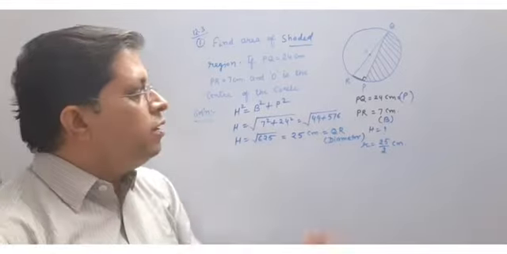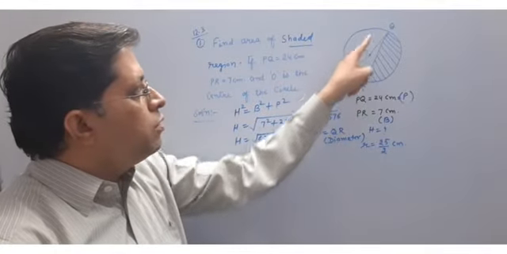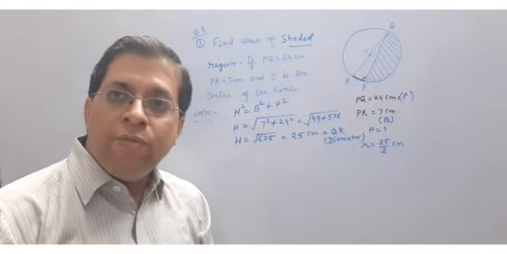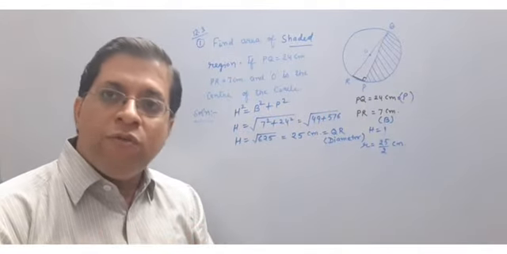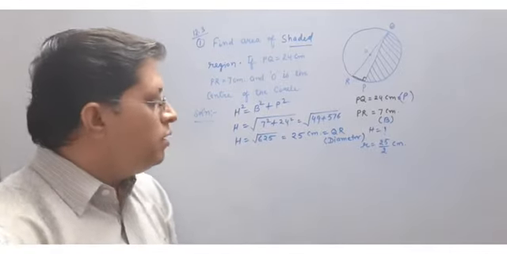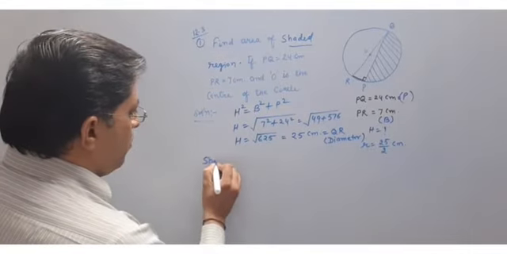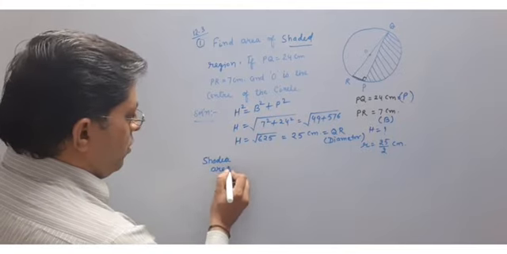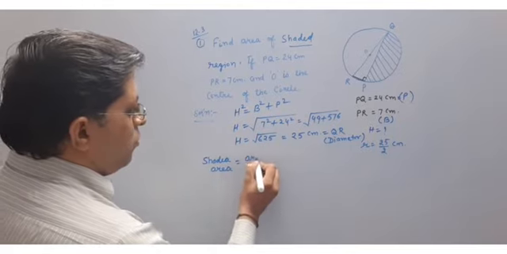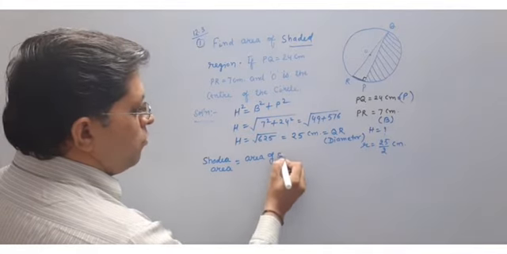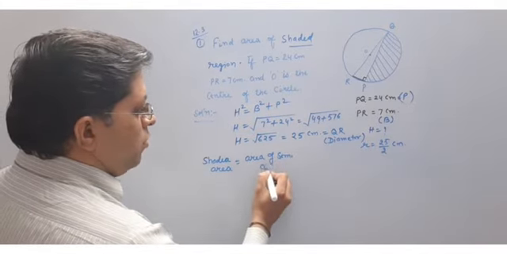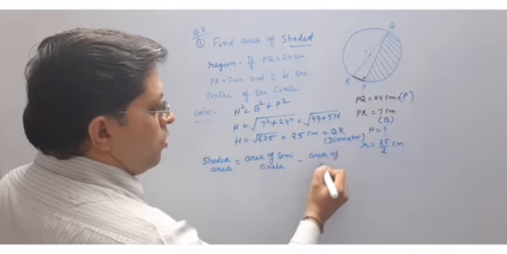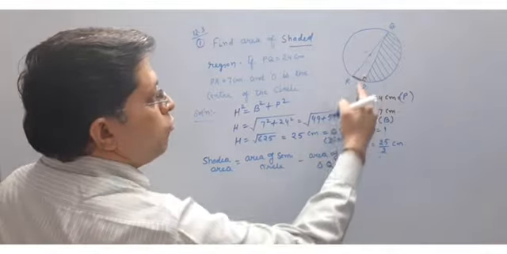What is the name of the triangle? Triangle QPR. If you subtract the triangle PQR, QPR, then you can get it easily. Then the shaded area. Shaded area is equal to area of semicircle minus area of triangle QPR.